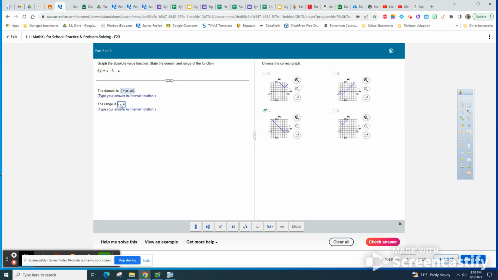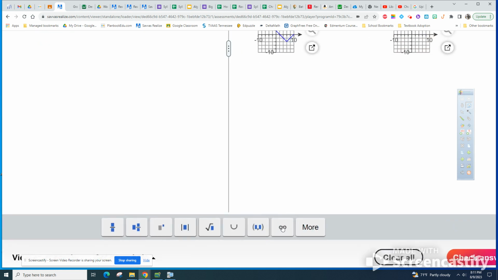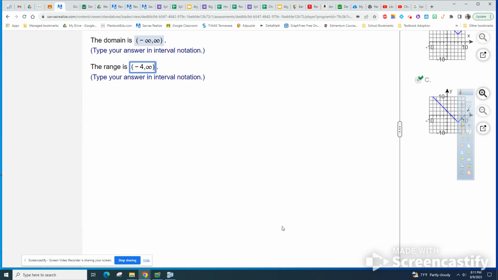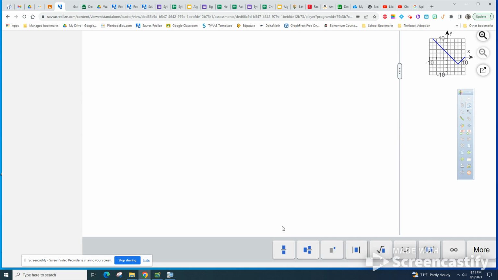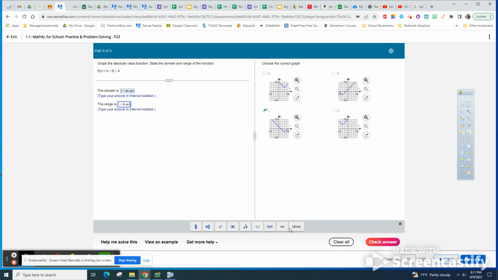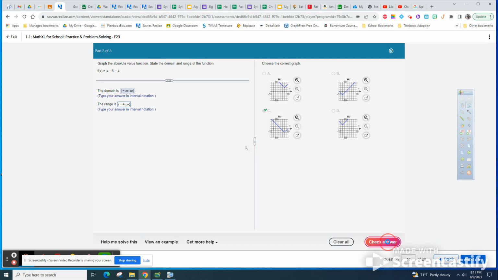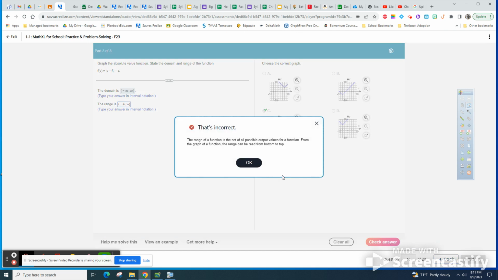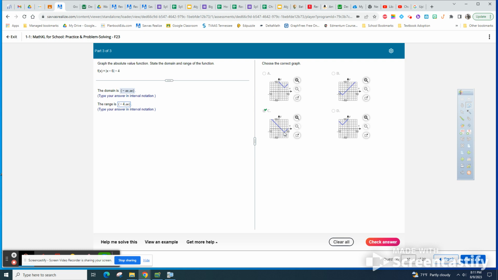So we got -4, comma, infinity, close it off. Here, and lo and behold, there it is. There's the range. And I believe we will have finished that problem. It says that is incorrect. Oh, well, looky there. All right, let's see what we did wrong.